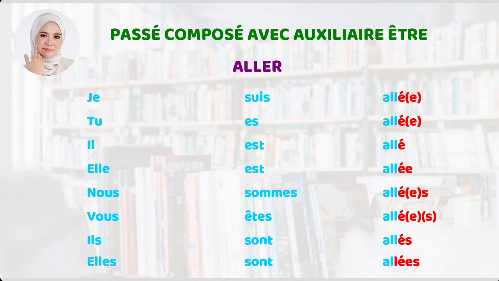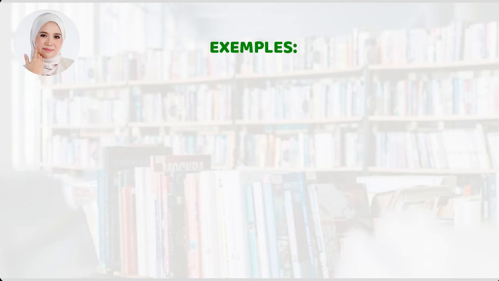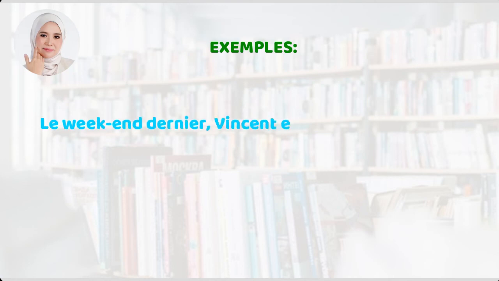Now, I repeat all over again. Je suis allé, tu es allé, il est allé, elle est allée, nous sommes allés, vous êtes allés, ils sont allés, elles sont allées. Right? Now we have the examples for the verb aller. We have: La semaine dernière, Vincent est allé à la plage avec son ami Patrick.